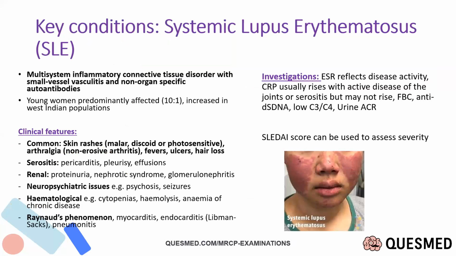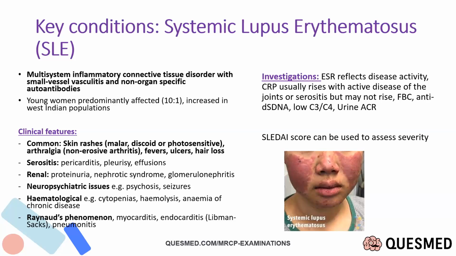So next we're going to talk about lupus. This is a multi-system inflammatory connective tissue disorder, and it can affect any organ. It commonly affects young women, and there's increased frequency in West Indian populations.